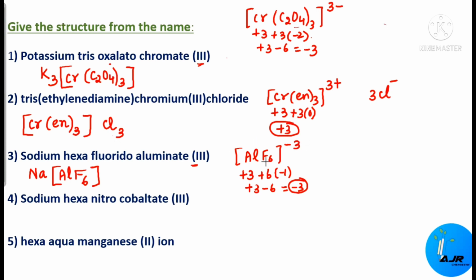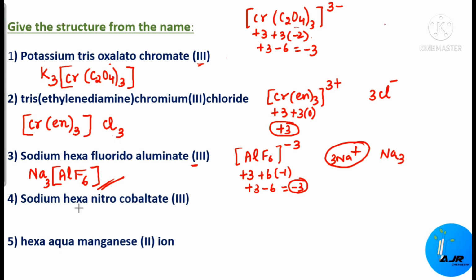If it is minus 3, then sodium will be 3 here. That means 3Na plus. Understood? So we'll be writing it as Na3AlF6. Okay, this is the structure of the compound.